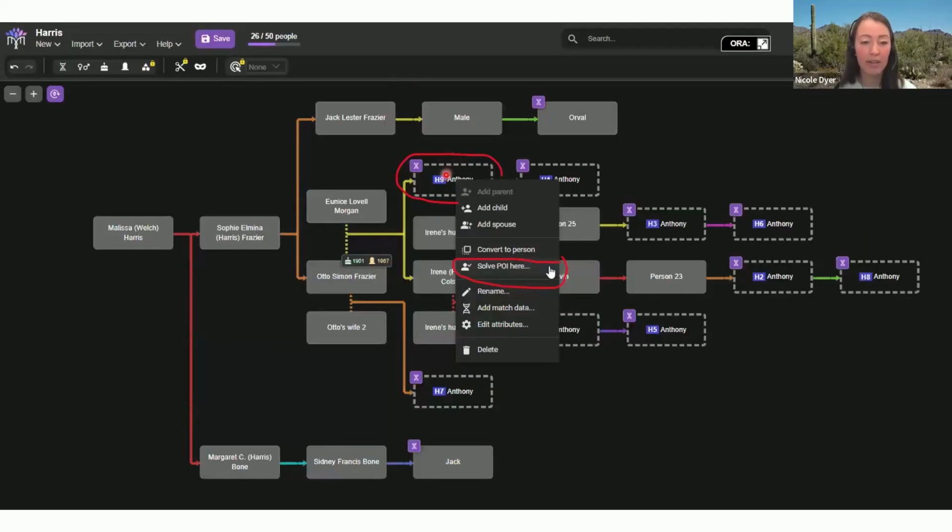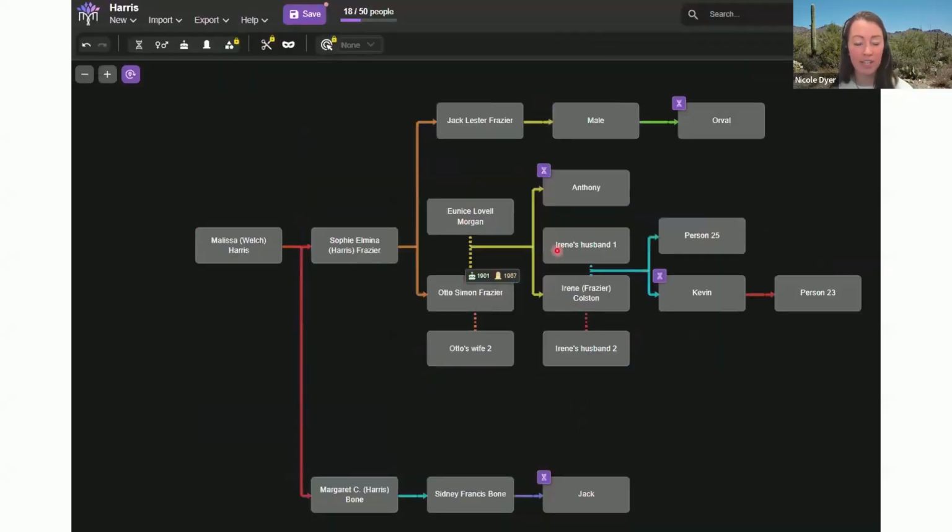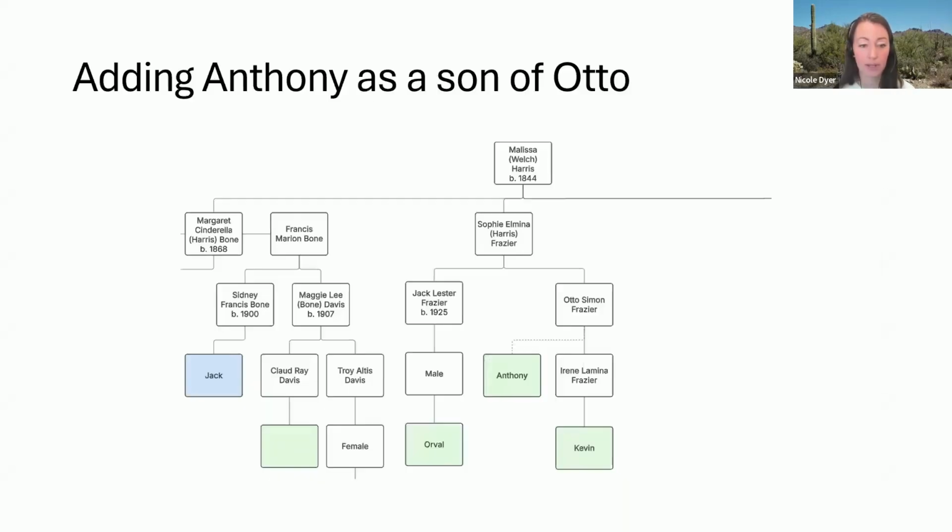So now in Banyan, I can say that this is where Anthony belongs. If you right click on it, click Solve POI or Person of Interest here, and then you can choose the option to have all the other hypotheses deleted. And now you just see that Anthony belongs here in the tree. So that was fun. Then first I thought I would add him to my tree in my Lucidchart diagram. So I used a dotted line to indicate that it was still tentative, even though it's a 99% chance.